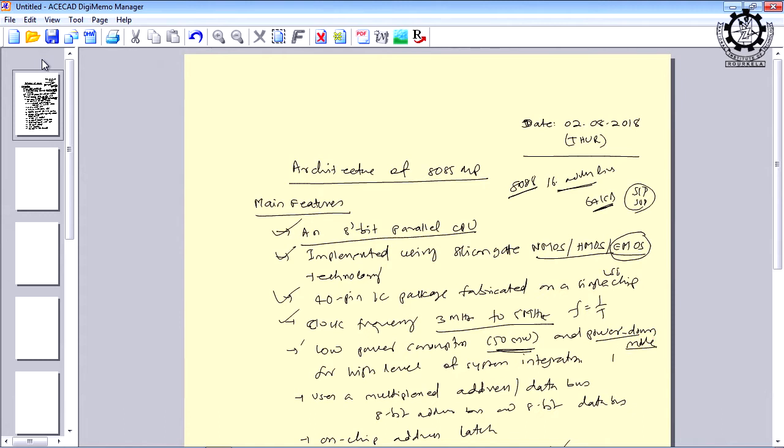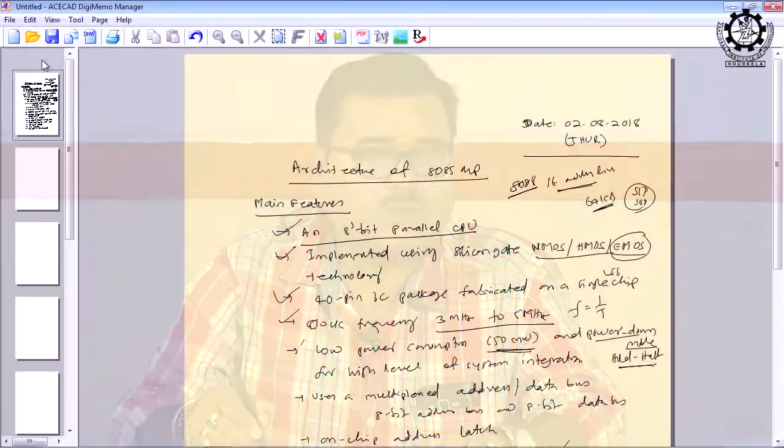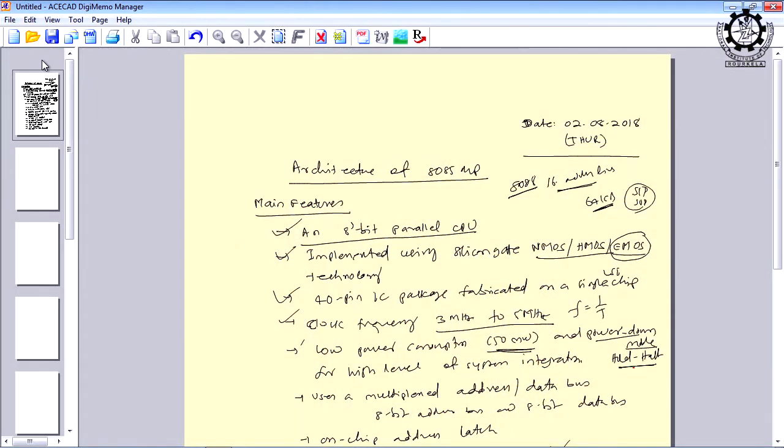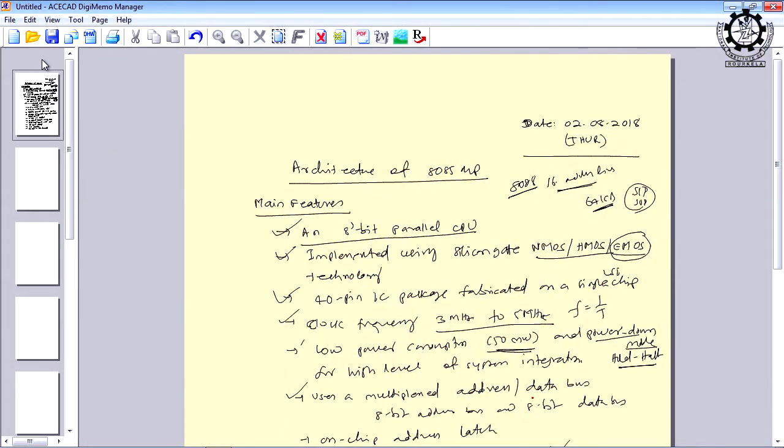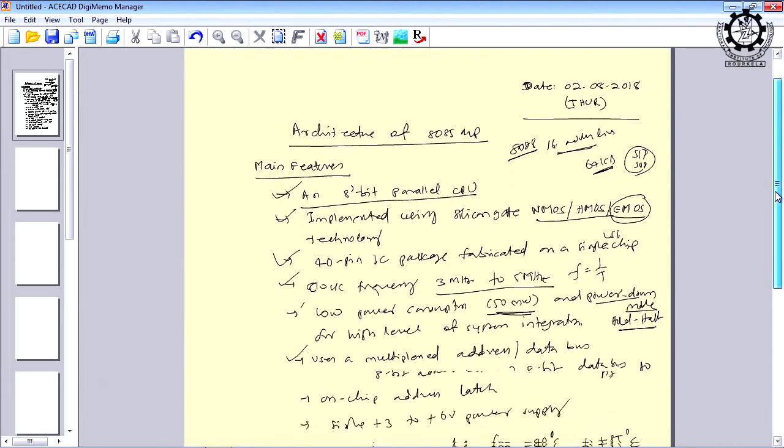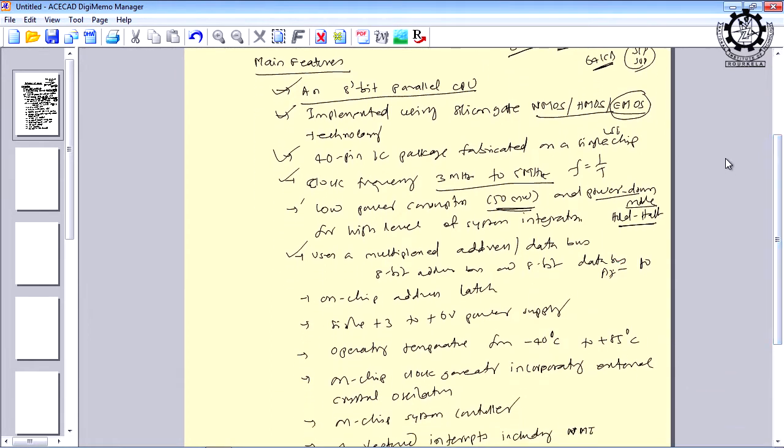There are 2 states, one is called hold state, another is called halt state. So, we can switch between hold and halt, and we shall see what halt is and what hold is. In fact, these are the 2 pins, 2 signals available in the microprocessor 8085. Next, as I told you, it uses a multiplexed address and data bus, that is 8-bit address bus and 8-bit data bus. So, A0 to A7, only the lower order bits, not the higher order bits.